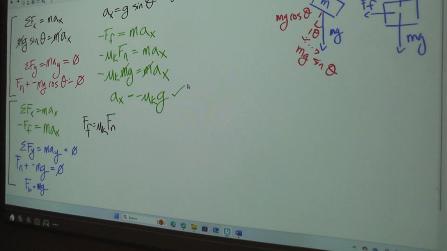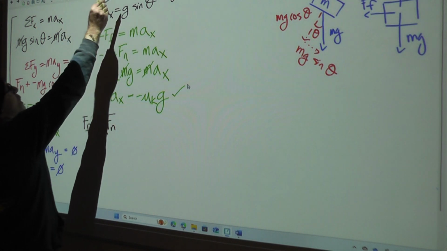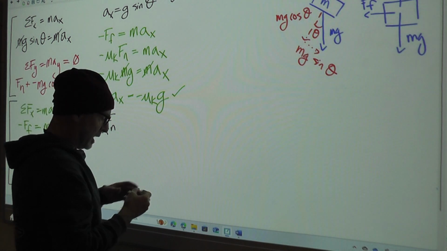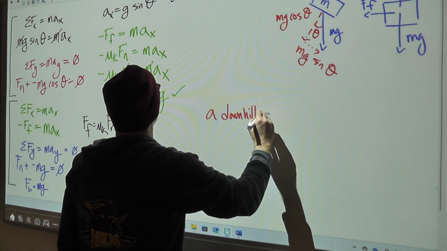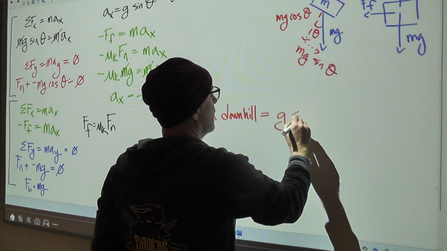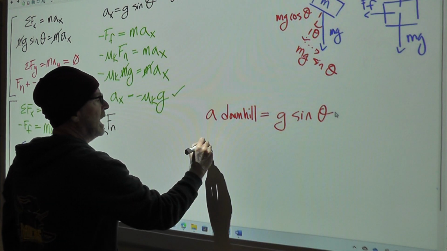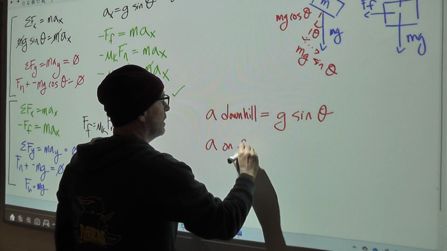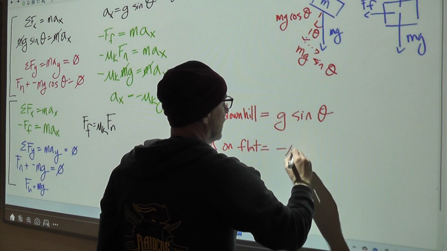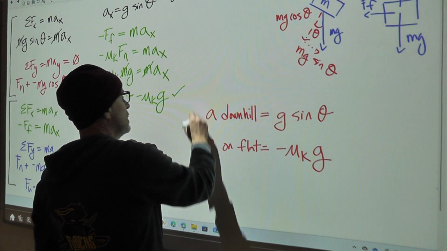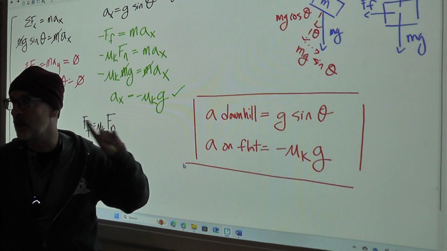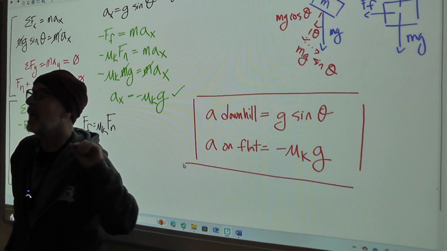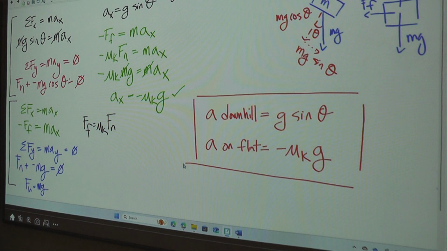So that means that we can find Josh's acceleration down the hill is going to be equal to g sine theta, which we know, and we can find acceleration on the flat. It's going to be equal to negative mu k times g. We have all this information. We can get a number for acceleration here. We can get a number for acceleration here. And the forces part of this problem is solved now. Now we have two accelerations.